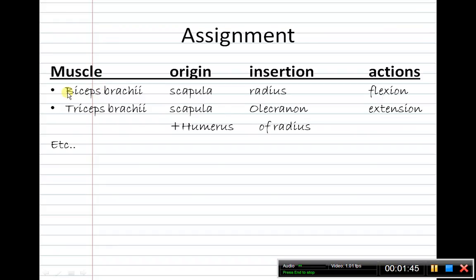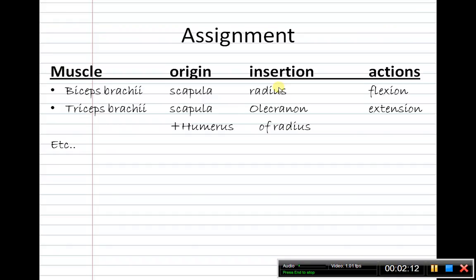For instance, if you're looking at the bicep brachii, the origin is the scapula. I'm not going to be super specific and say you have to write the coracoid process of the scapula. I just want you to know the major bone. The insertion would be the radius, so where it reaches out to. And if you can't remember, just think, where's the closest to the center of the body? Whatever part of that muscle is close to the center of the body is always going to be the origin.